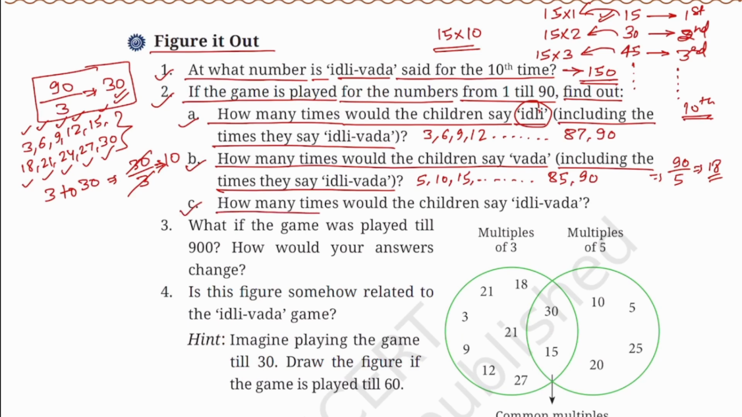C. How many times would the children say idli vada? That is multiples of 15. That is 90 divided by 15 or 6. You can count 15, 30, 45, 60, 75 and 90. 1, 2, 3, 4, 5, 6.